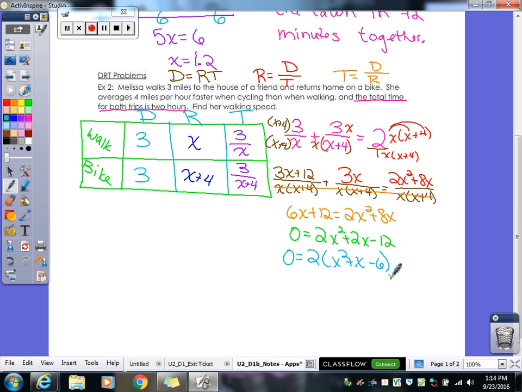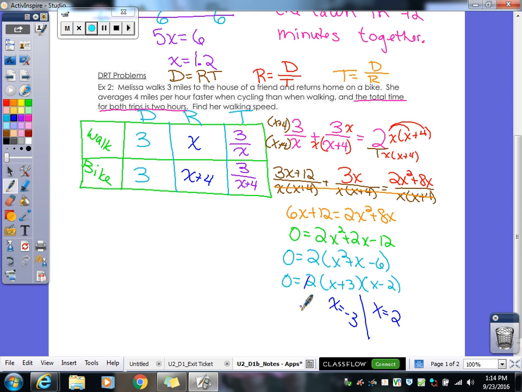Can we factor that again? We sure can. What does that factor into? Will our signs be same or different? Different. 3 and 2. So we want a plus 3 and a minus 2. So now I'd set them equal to 0. So I get x equals 2, x equals negative 3, and then if I try to set 2 equal to 0, that doesn't work.